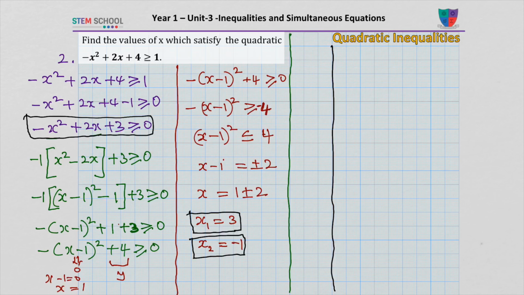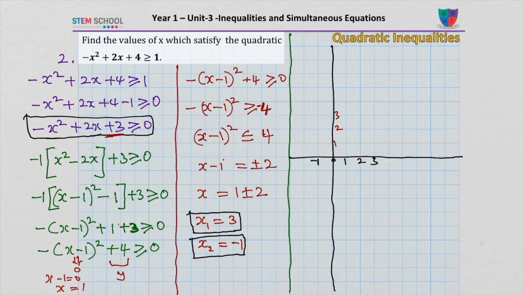I'll do the x-axis here. Now the roots are minus 1, so if this is minus 1, 0, 1, 2, 3. That's the root. And the intercept here would be plus 3. So I have to go 1, 2, 3.